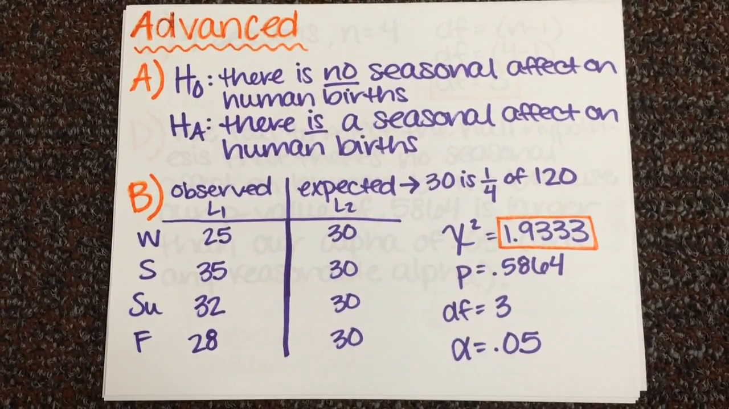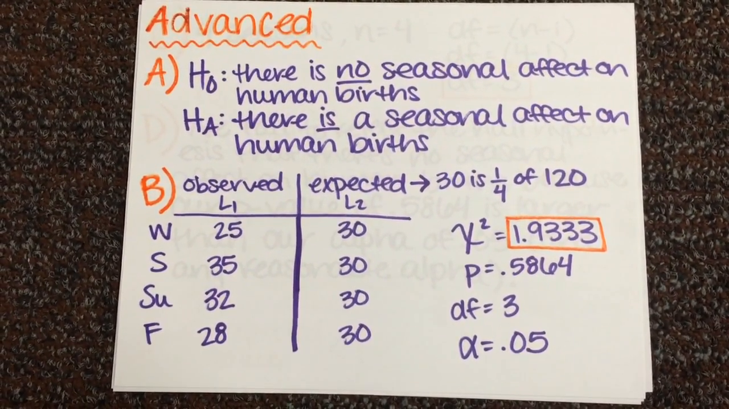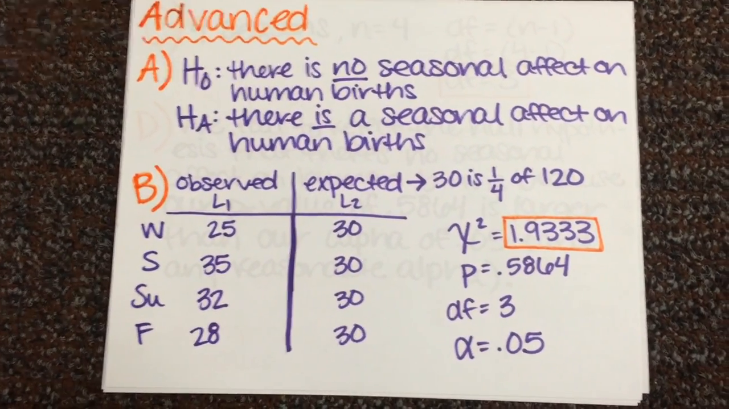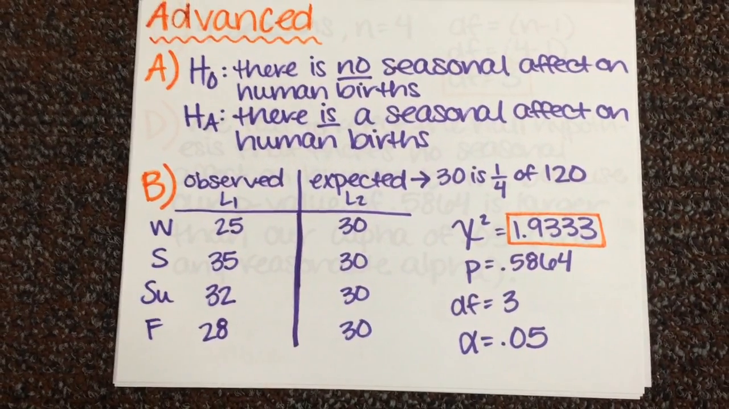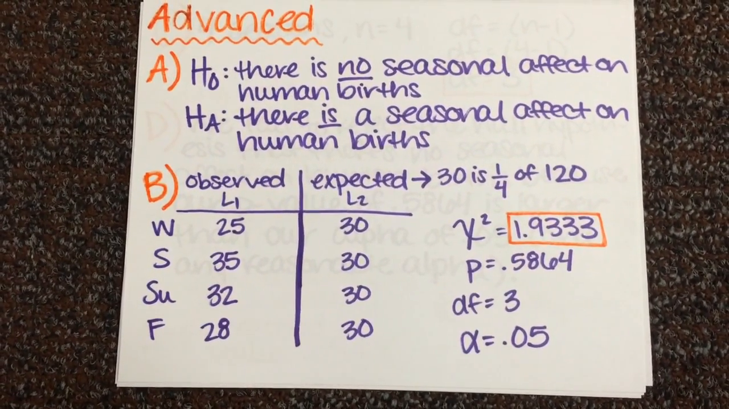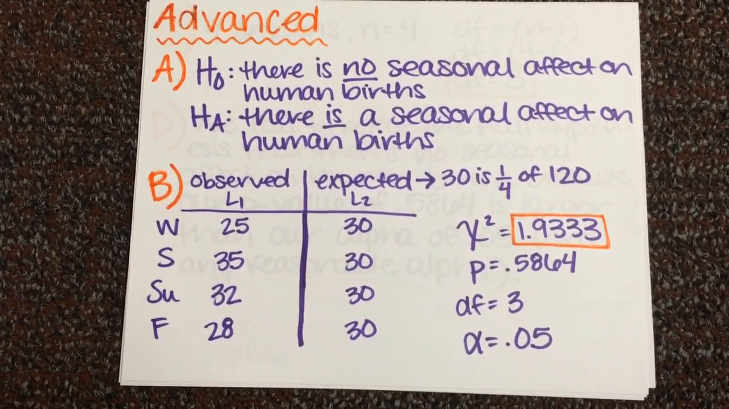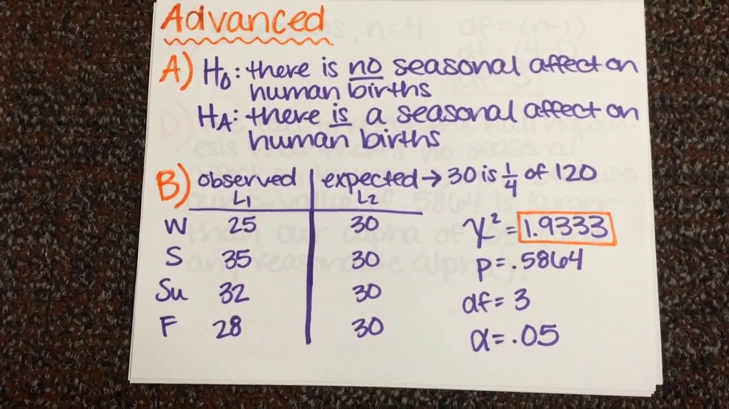To compute the chi-square statistic, we plug the observed values of 25, 35, 32, and 28 into L1 in our calculator, and the expected values of 30, 30, 30, and 30, respectively, into L2. We put the number 30 into the column of expected values because 30 is 1/4 of 120. We will use an alpha of 0.05.